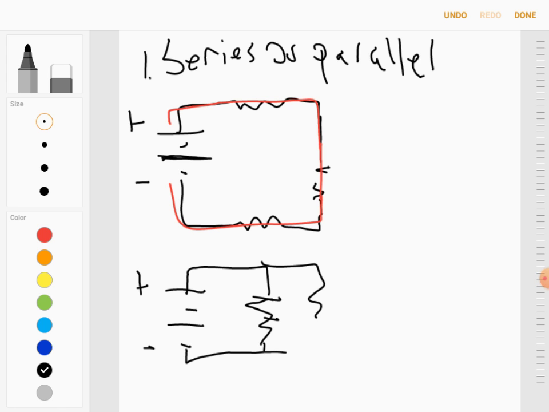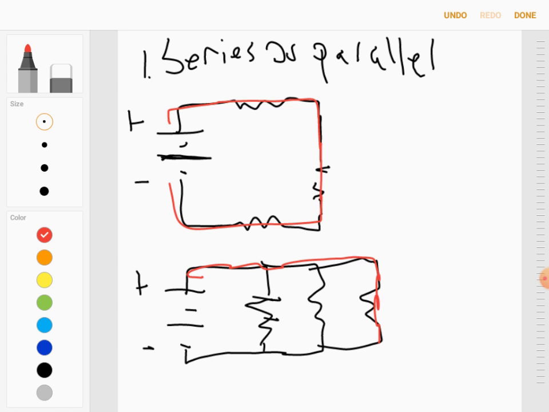Then there's another one here. It might not be exactly like this. Like I said, it would depend on how many resistors there are. And it would look like that because there are multiple paths to go on. If one of these was cut or taken away, it could still go on a different one. So that is a parallel circuit.